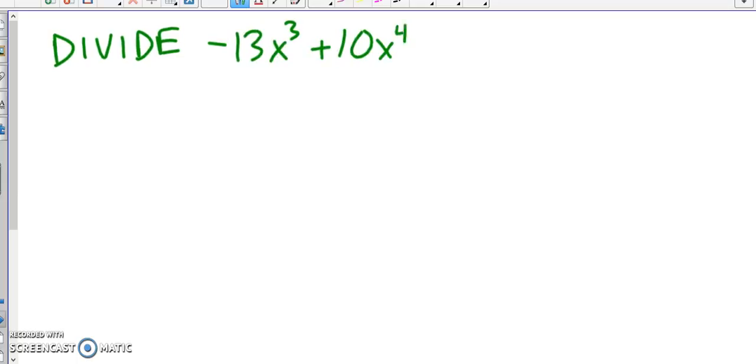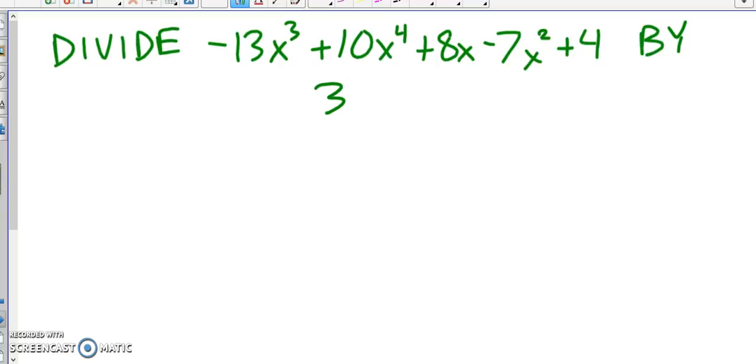Let's try another one. So let's say I want to divide negative 13x cubed plus 10x to the 4th plus 8x minus 7x squared plus 4 by 3 minus 2x. Well, I hope you've noticed that that's in a funky order. So as a result, what I want to do is rewrite it in a decent order.